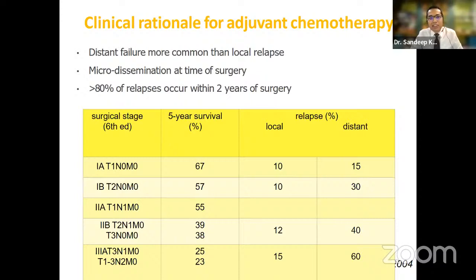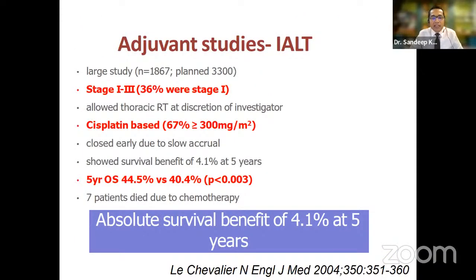Majority of the patients have a distant spread of the disease. And even if they present in the early stages, micro-dissemination is a major problem. That is why 80% of the relapses occur within the first 2 years of surgery. So this was the first trial that I would like to start with, to show how chemotherapy has evolved over a period of time. This was the IALT trial, with stage 1 to stage 3 patients. The number of patients was very high, approximately 1,800, with 36% stage 1. Cisplatin-based therapy was given. At 5-year survival, you can see the absolute benefit was only 4% at the end of 5 years.